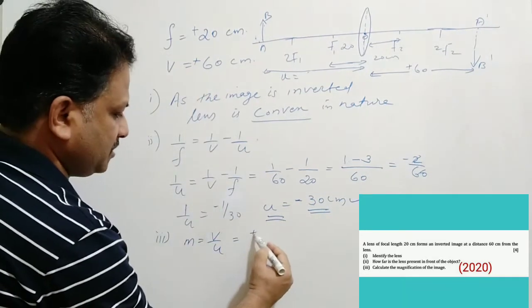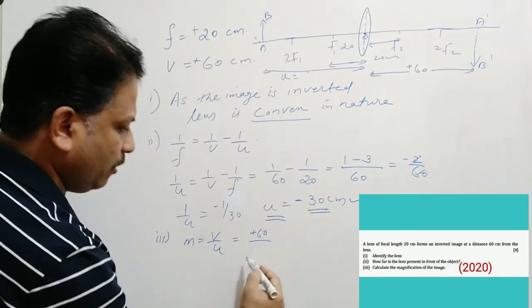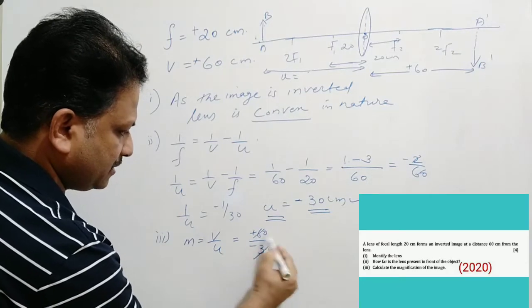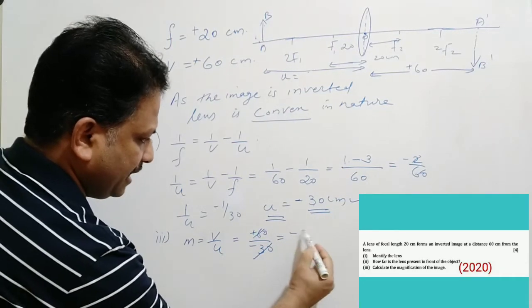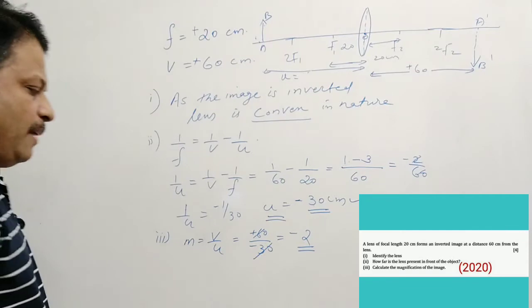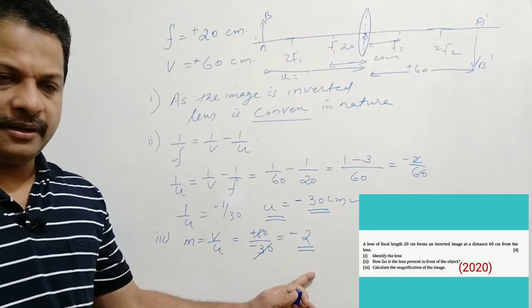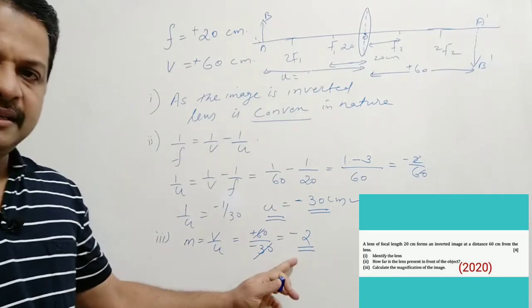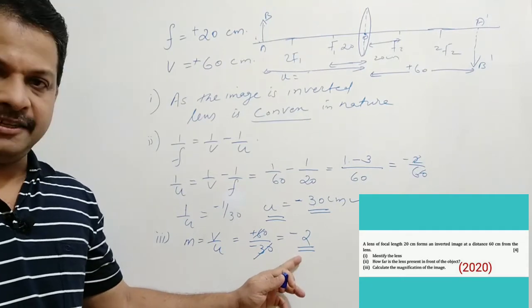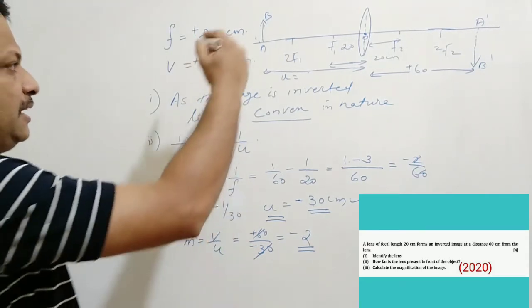V is plus 60 divided by u, which we already got as minus 30. So cancelling, we get minus 2. So the value of magnification is minus 2. Clear? Since the image is inverted, the magnification will always be negative. Clear? So the steps are clear to you.